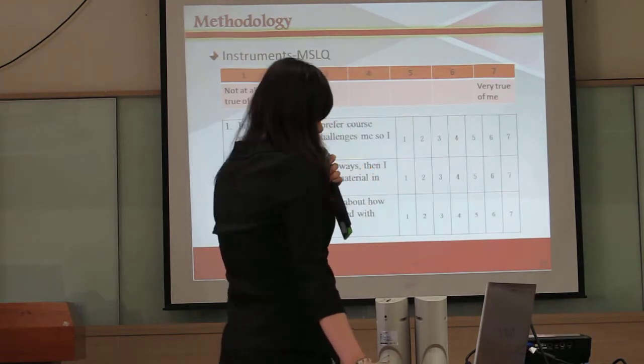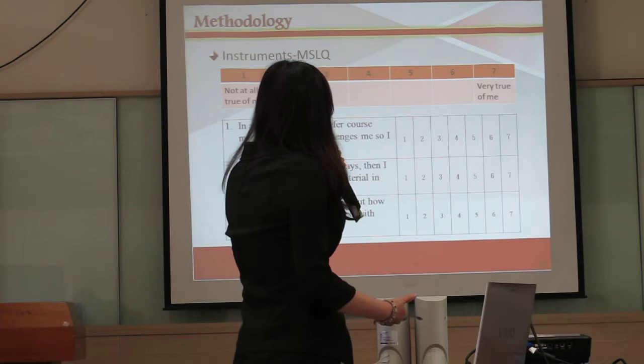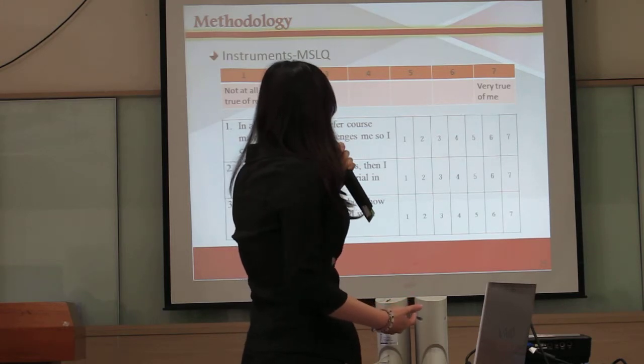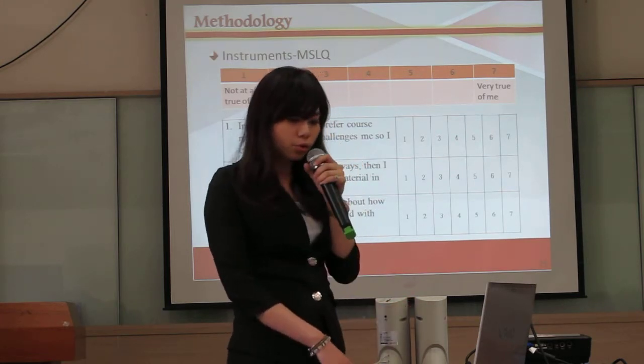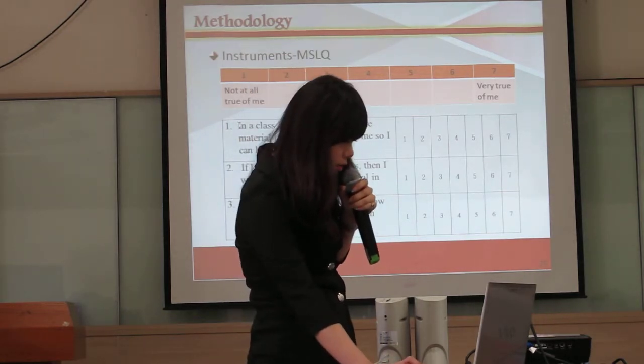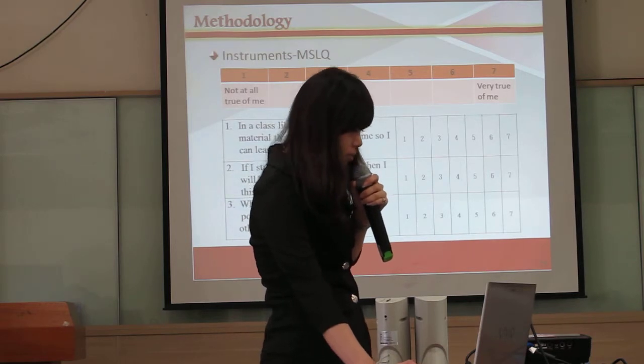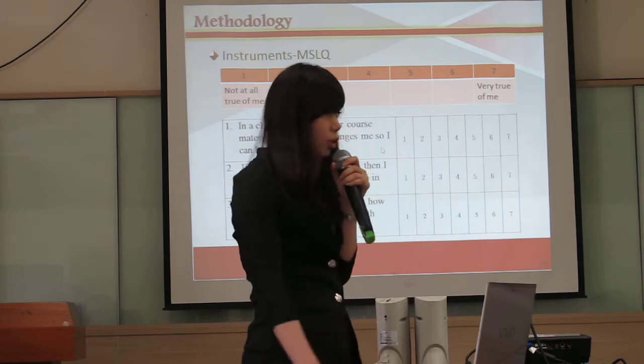And this is an example. As you can see, 1 means not at all true of me, and 7 means very true of me. And you can see the first question, such as, in a class like this, I prefer course material that really challenges me so I can learn new things.